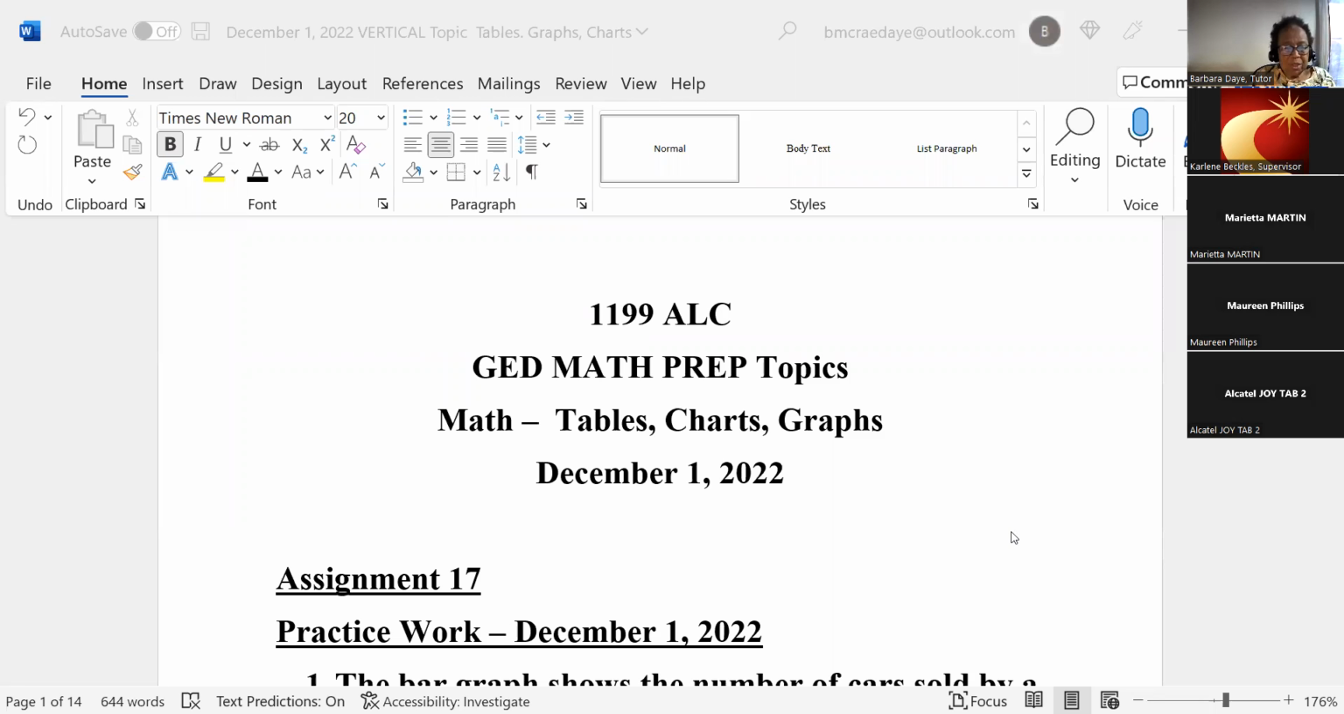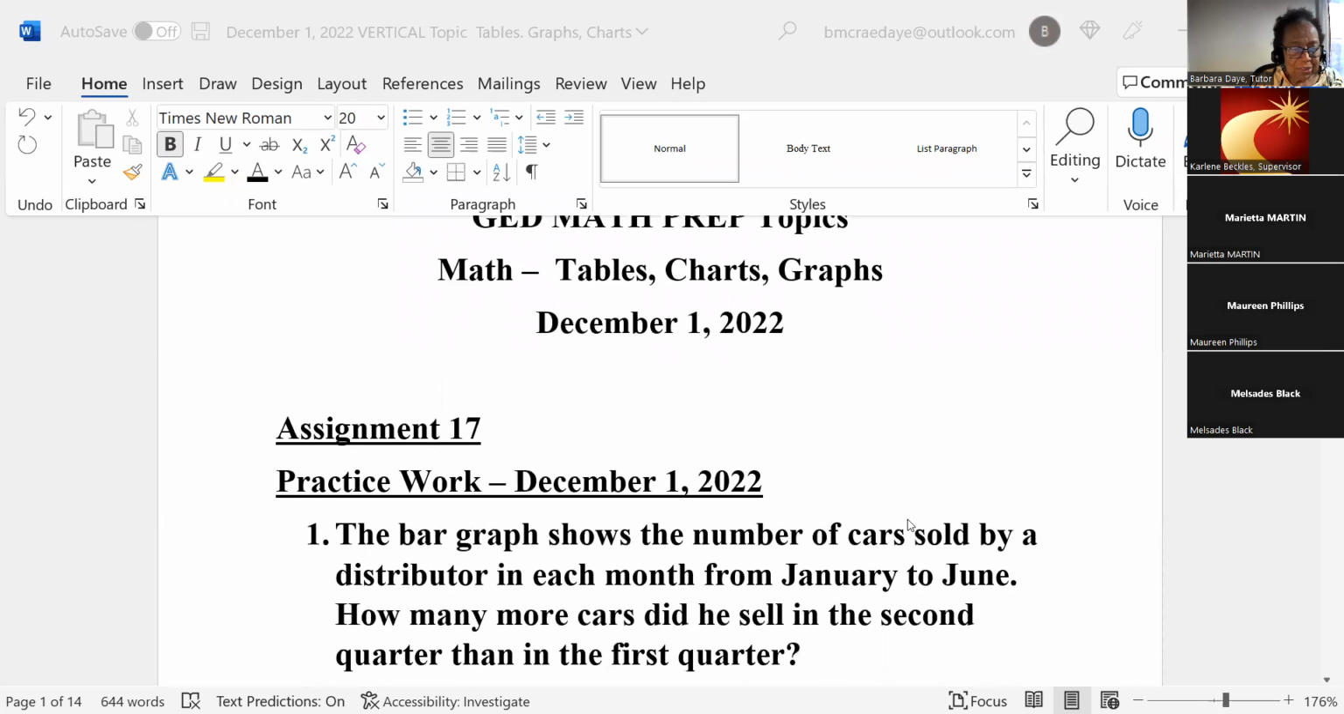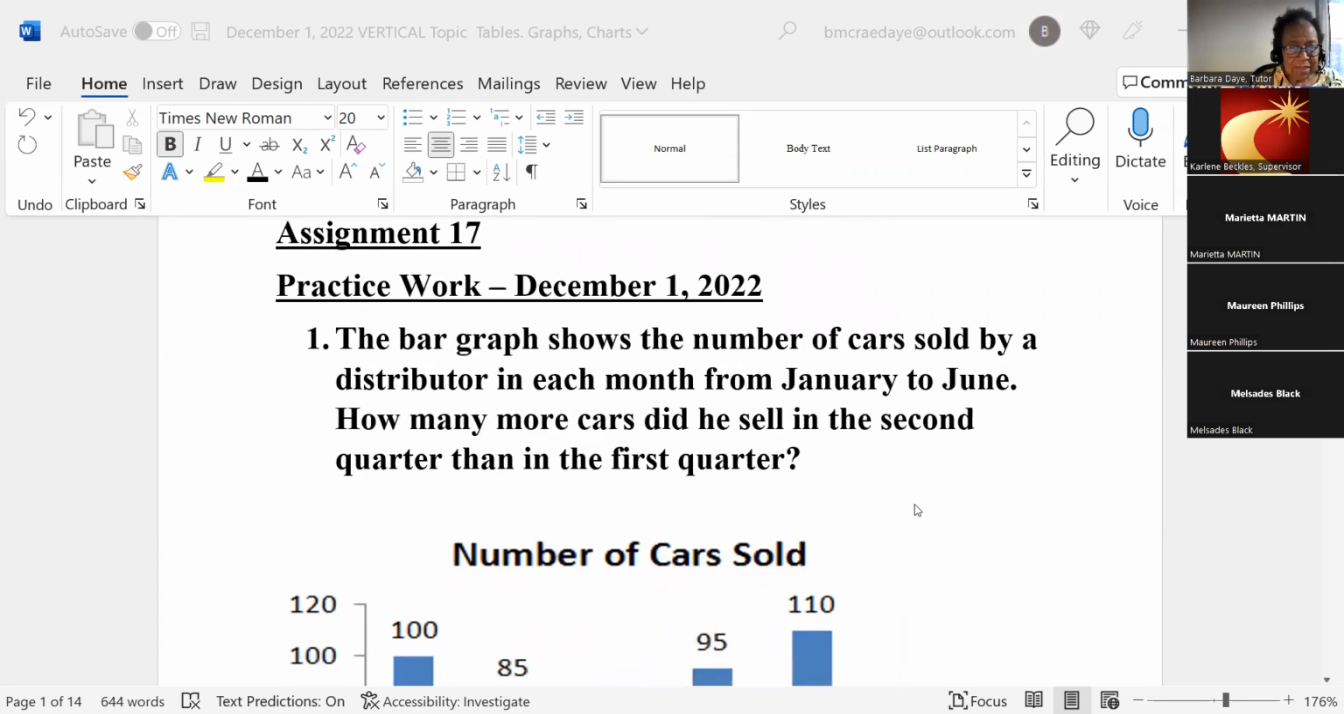Okay, so we will start first with our assignment for today. And I was kind of surprised that everyone missed number one.